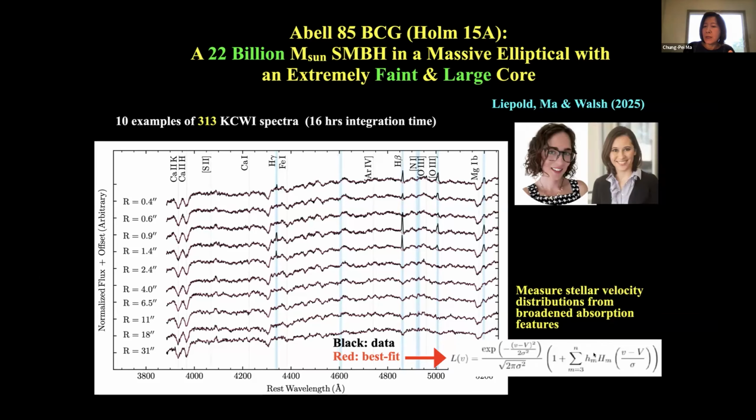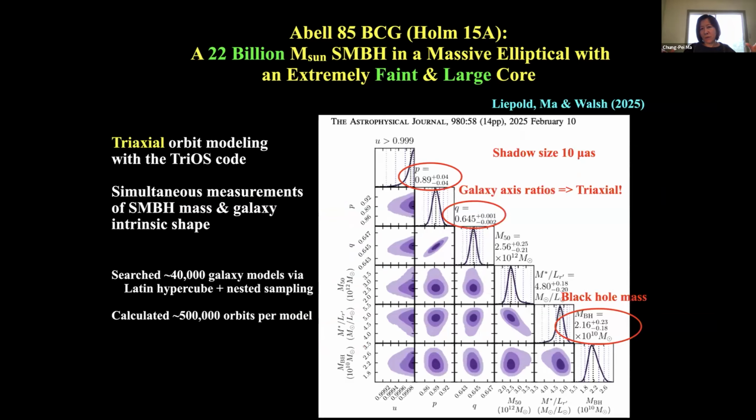many Gauss-Hermite moments, which we use to characterize the deviations from a Gaussian distribution. We can go out to at least 8 moments when the signal-to-noise of a spectrum is high enough. So in each bin we have, say, 8 constraints, and we have hundreds of bins, so we have thousands of kinematic constraints. To make use of these observational constraints, we perform Schwarzschild orbit modeling using a triaxial code now.